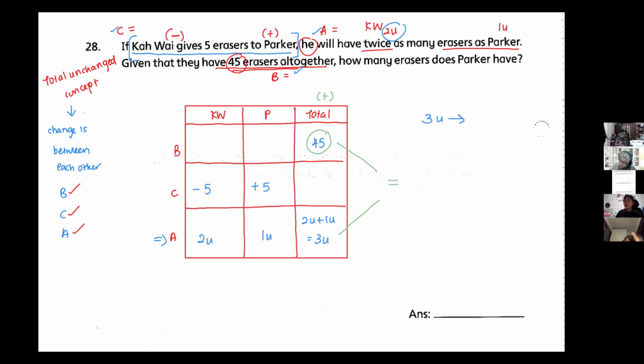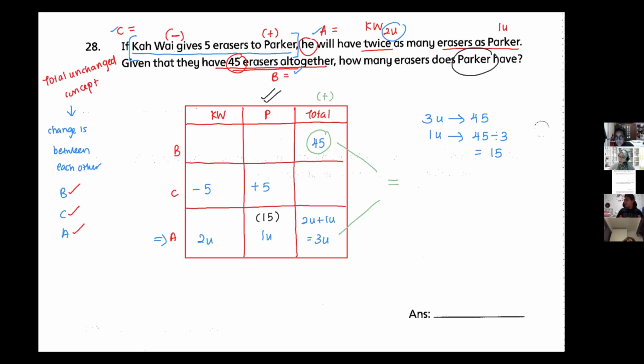3 units represent 45. 1 unit is 45 divided by 3 and I get 15. So I know that this 1 unit here is 15. Since I want Parker, I just focus on Parker only. Look at Parker's column. Do not look at Kawe's column because I do not want to find his. So now I know that in the end he had 15. He was actually given 5 from Kawe.